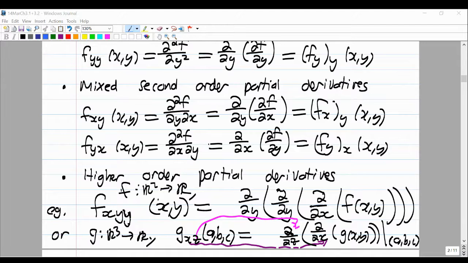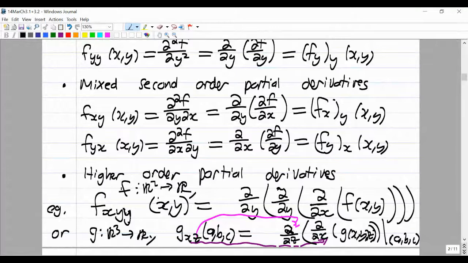All right, so here's a third order one. So f x y y means you take f, you partial it with x, you do the order from left to right. Then you take that result, you do it partial y, then you take that, you partial it with y. If g is a function of three variables, and you see g subscript xz at the point ab, what you do is you take g, in this case, g is a function of three variables, so x, y, z, then you first do it with partial x.